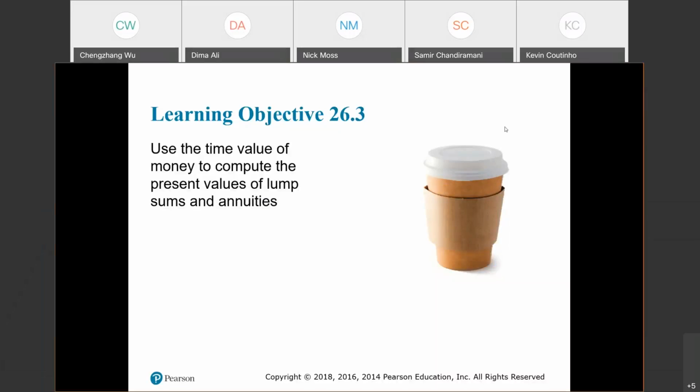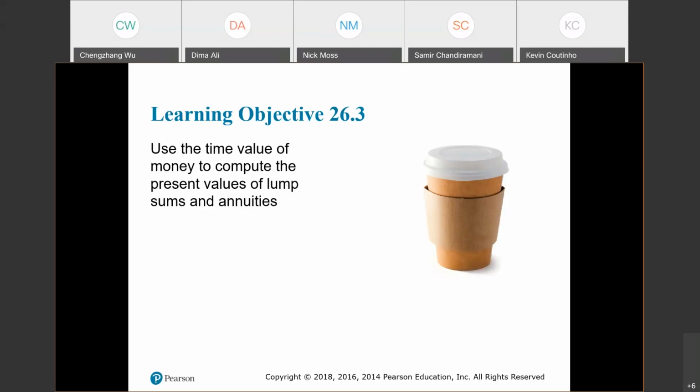Today, I'm going to introduce another two approaches to assist managers to make capital investment decisions. While these two approaches consider the concept of time value of money. So before the introduction, I would like to introduce the concept of time value of money.